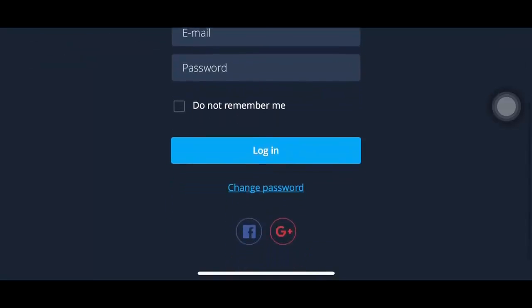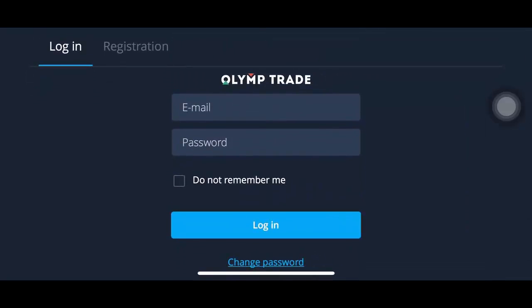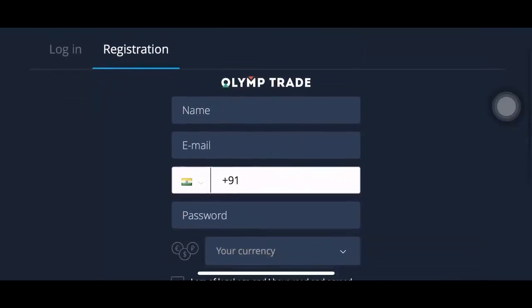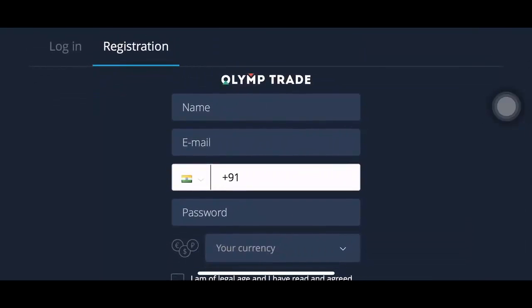This is the Olymp Trade login page, which is precisely for the people who are already registered. But here we are talking about new registration. So how are you going to do it? Let's see. So we tap the registration button, and then what exactly are we going to do?